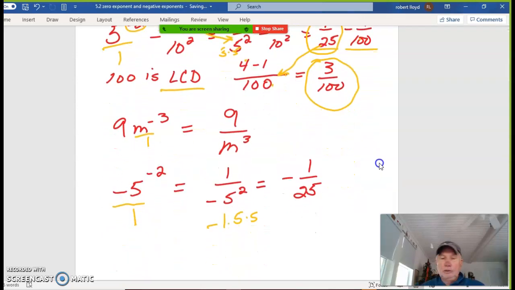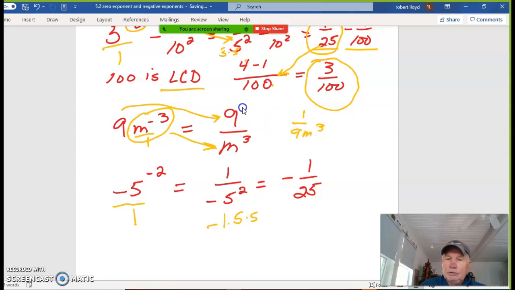Now, one thing you have to be careful of is 9m to the negative 3. This is the only part that's negative. The 9 is not raised to a negative power here, so it stays in the same position. But the m is to the negative 3, so that has to move to the opposite location. So it's not 1 over 9m to the 3rd. It's 9 over m to the 3rd.